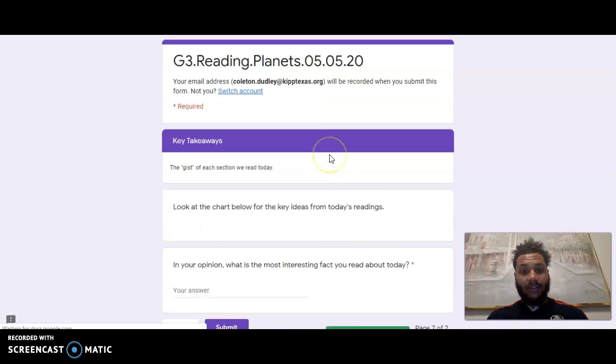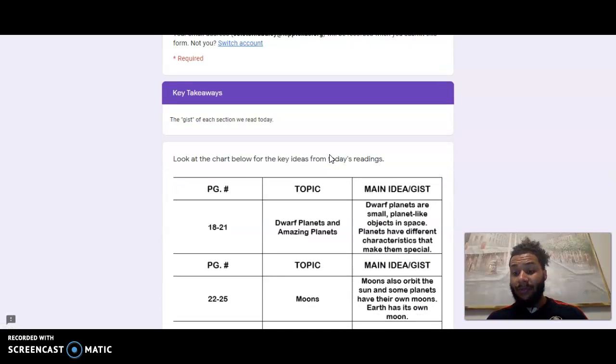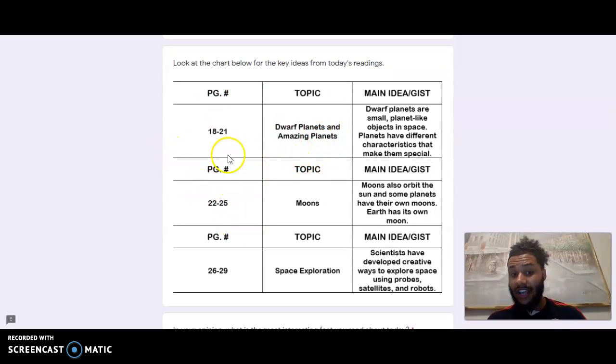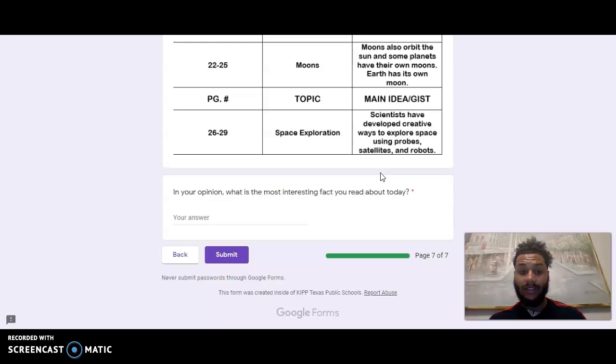Let's go to the last page really quickly. So, in the video, I told you to go back after each section and answer the questions. You should have done that, pausing at each point. And then at the end, I put this gist anchor chart from everything that we read today so that you could have an idea of what the main ideas from each page, group of pages, were about. So pages 18 to 21. This is the topic, this is the main idea. Same for 22 to 25 and 26 to 29. So these are just to remind you what the pages we read about were from today.